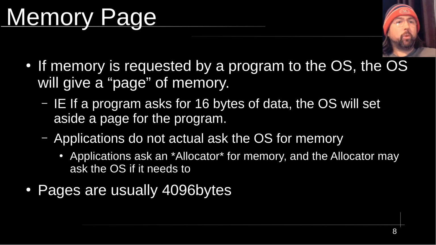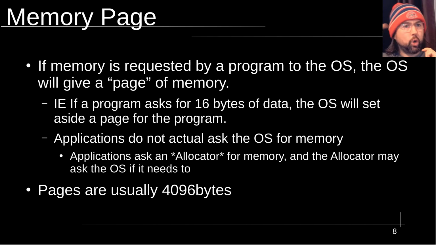So what is a memory page? A memory page is what happens when a program requests memory from the OS. The OS won't just give you the exact amount of memory that you want. It will give you a page of memory. So, for example, a program asks for 16 bytes of data. The OS isn't going to give the application 16 bytes of data. It's going to give it a page of memory. Pages are usually 4096 bytes large. So if your application asked for 16 bytes of memory, the OS would say, here's 4096 bytes. Here is a page of memory.